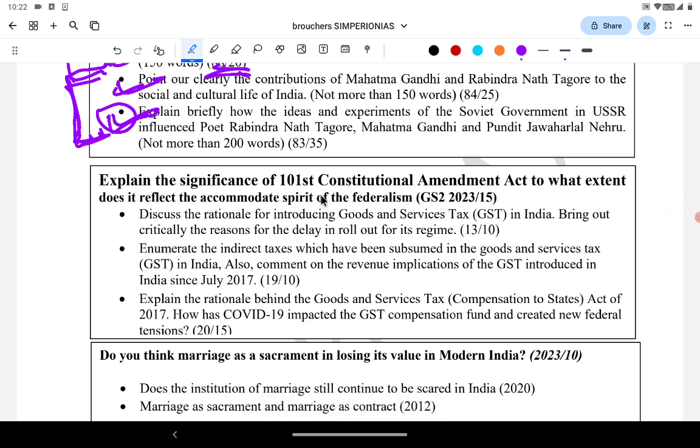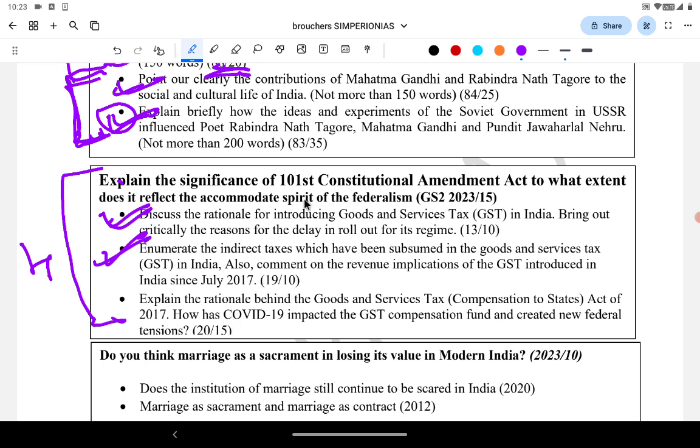See, between 2013 and 2023, a GST-related question was asked 4 times. In 2023, they asked to what extent does the 101st constitutional amendment reflect the accommodative spirit of federalism. It was a question regarding the 101st constitutional amendment, that is GST, and federalism. They connected those two things. They also asked what the revenue implications for India are with the implementation of GST.